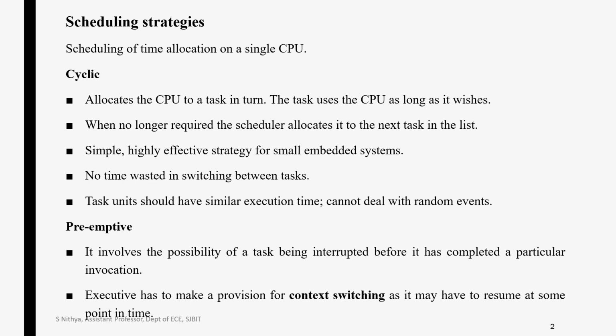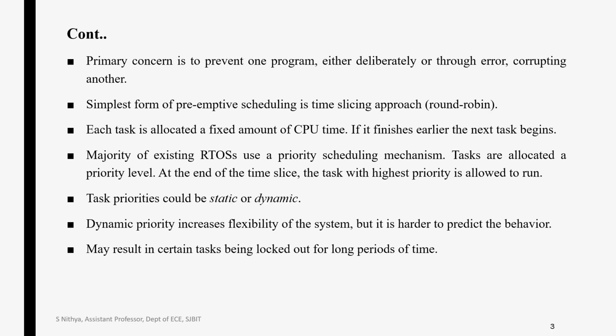So the execution has to make provision for context switching, as it may have to resume at any point in time. The primary concern is to prevent one program, either deliberately or through error, from corrupting another. The simplest form of preemptive scheduling is a time slicing approach. It is nothing but round robin scheduling.